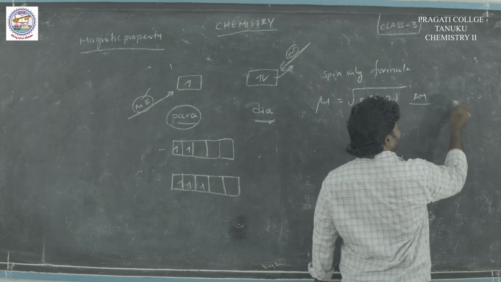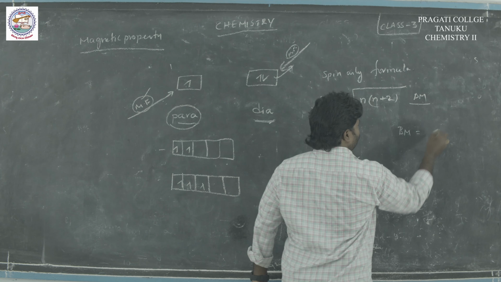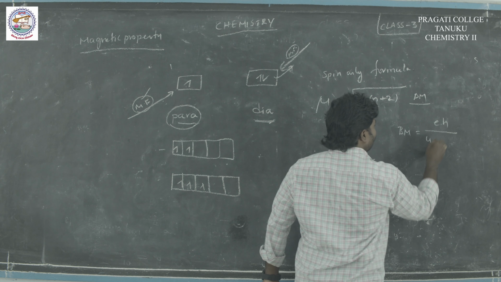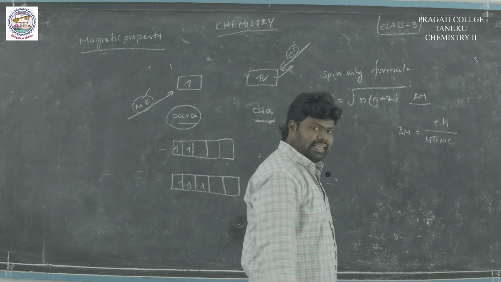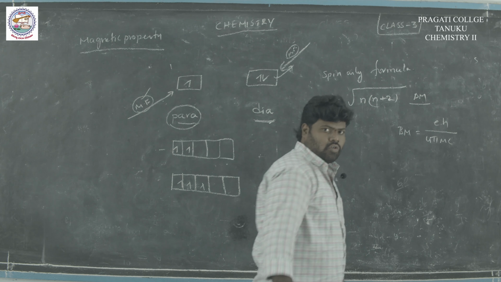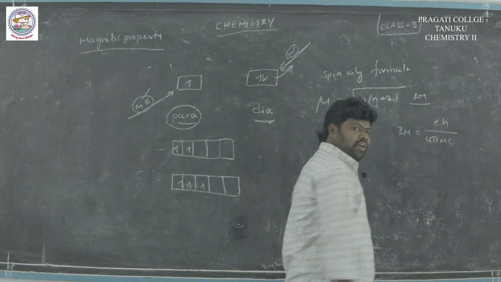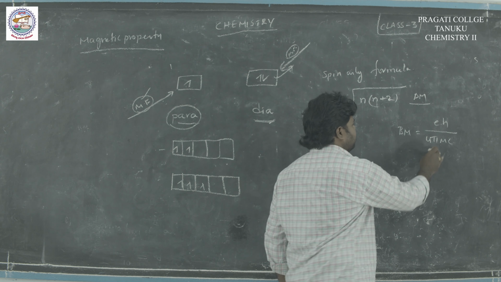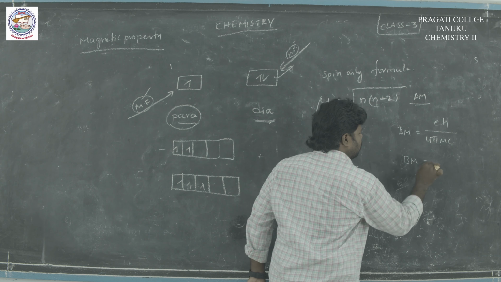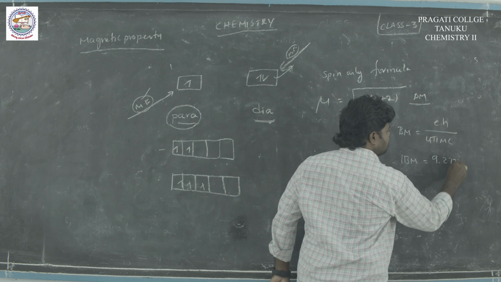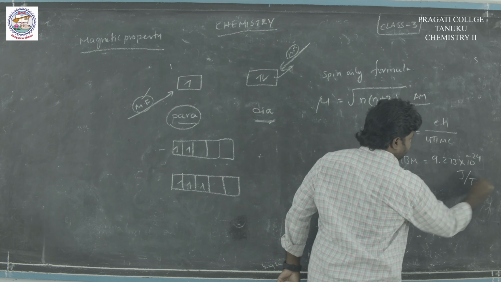Bohr magneton is calculated by BM equal to eh by 4 pi mc. Here e is the charge of the electron, h is the Planck constant, m is the mass of the electron, and c is the velocity of light. These are used in the calculation of BM. 1 BM equals 9.273 into 10 power minus 24 joule per Tesla.